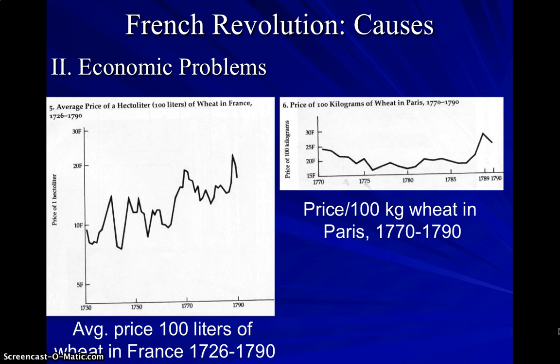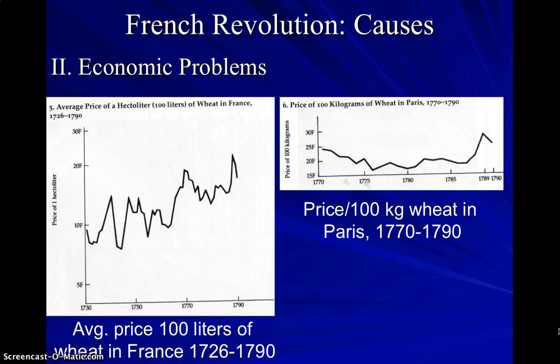You can see it even better in the image on the right here, where you have the price for 100 kilograms of wheat in the city of Paris. And from 1770, with one or two small exceptions in 1775 and about 1782, for the most part, the prices work their way down to an average of about 20 francs or so. But then you notice just before 1789 that it spikes again. And so what this meant is that people were spending more and more of their money on basic items, and this is going to cause a lot of unrest because these people are going hungry.